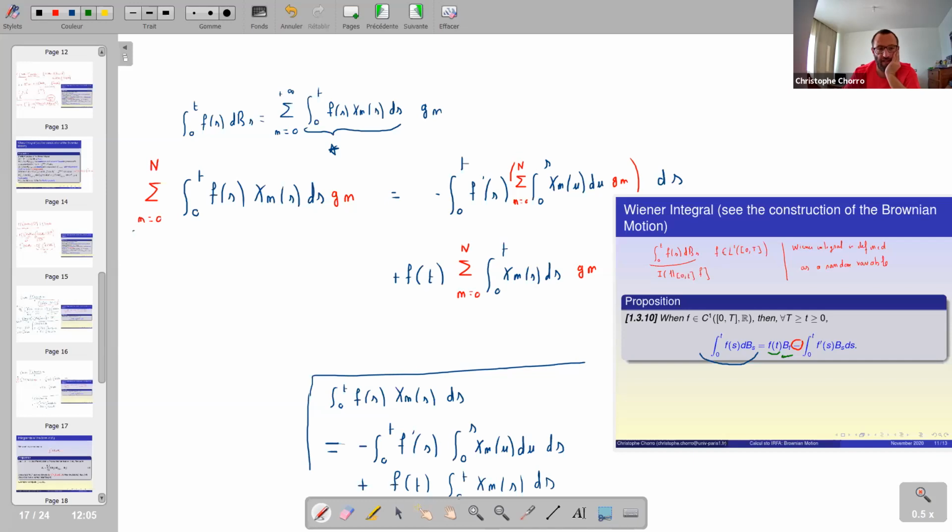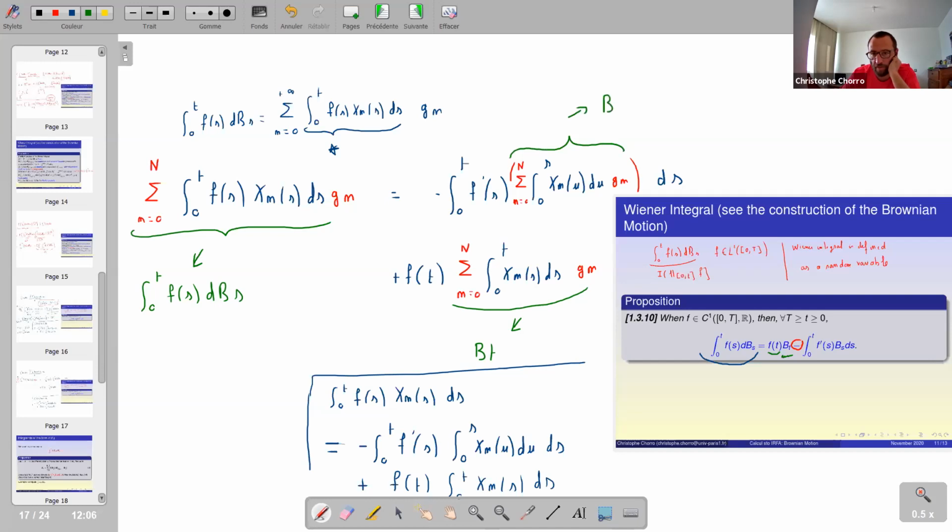What I have here is simply that this one converges toward exactly what I call the integral between 0 and t of f of s dBs. This one converges toward Bt, simply. It's the definition of this one for f equal to 1. So this one goes to Bt, and inside here this one converges toward Bs. So you have exactly this expression: the integral between 0 and t of f of s dBs is equal to f of t Bt minus the integral between 0 and t of f prime of s Bs ds. So you have proved this relation in the case where f is of class C1.